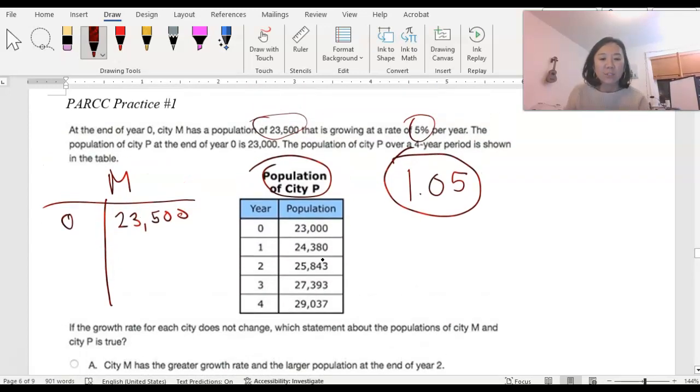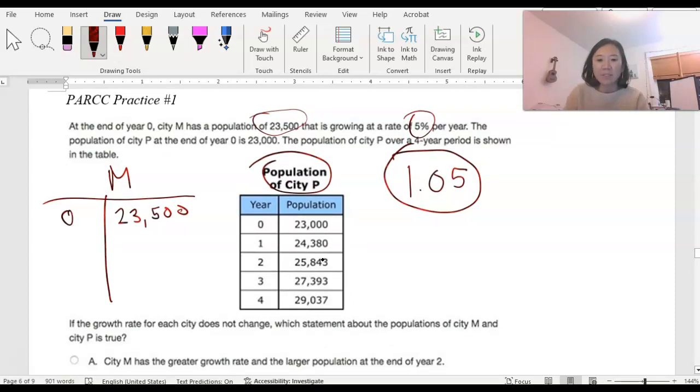All right, so in order for us to figure that out, we need to make some comparisons here. Here we know that the growth rate is 5%, and so the factor is 1.05. It's growing 5% each time. Here, let's find the factor. 24,380 divided by 23,000 gives us a growth factor of 1.06.